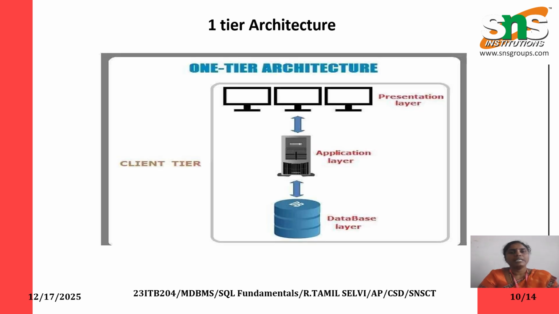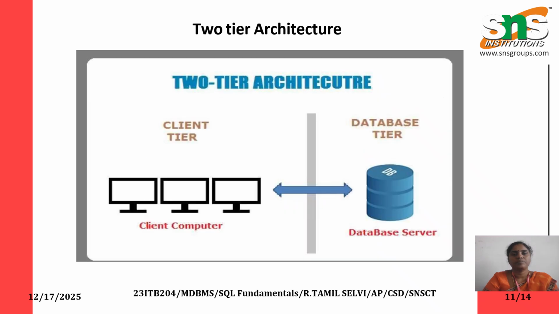Changes directly affect the database, and we can use it mainly for database designers and programmers. This is not suitable for the end users, only used mainly by the database designers and programmers. The next one is two-tier architecture. A user can access the DBMS through an application, and the application and database are separate. Here, application and database can be considered as separate ones.